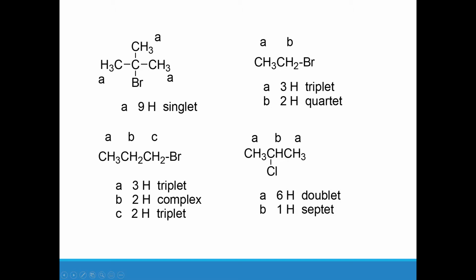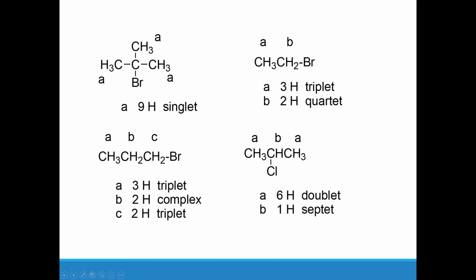So here's where things get different. We have 2 types of hydrogens. This type A has 2 neighboring hydrogens, and type B has 3 neighboring hydrogens. Because type A has 2, 2 plus 1 is 3, a triplet. And because B has 3, 3 plus 1 is 4, which is a quartet.